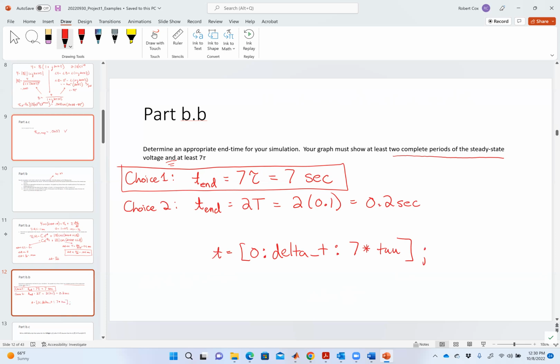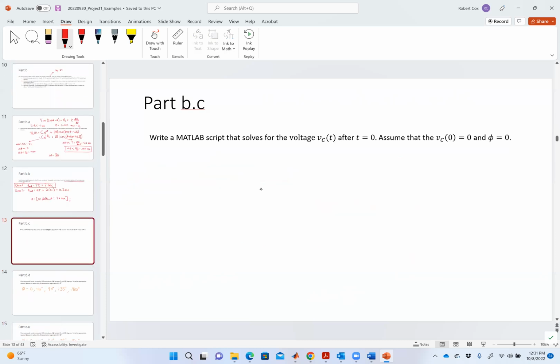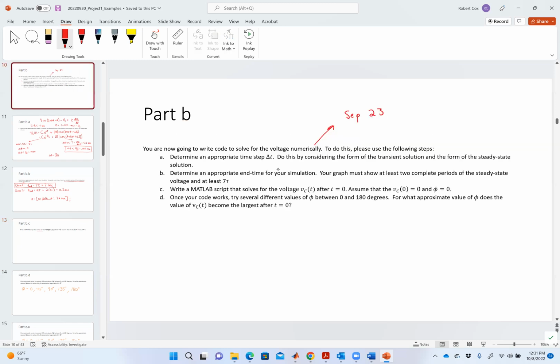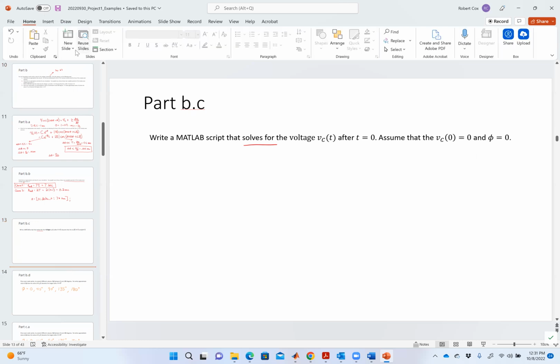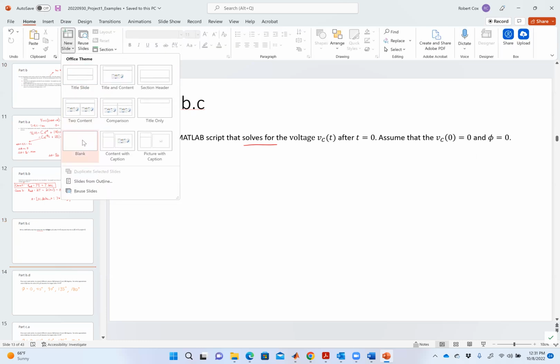Now, part B dot C, I think, is where we actually write the equation. Write a MATLAB script that solves for the voltage V sub C of t after t equal to 0. Solves for this numerically. Back to my original problem statement, I want to solve for it numerically. That means I have to convert this into discrete time equations, so I want to give myself plenty of space to do that work. Put another slide in here.